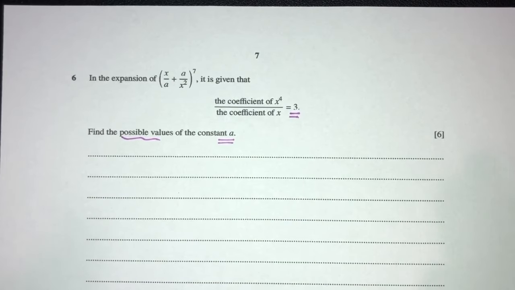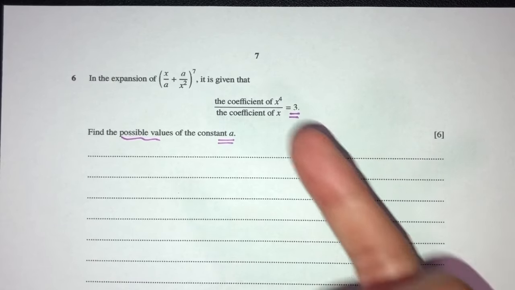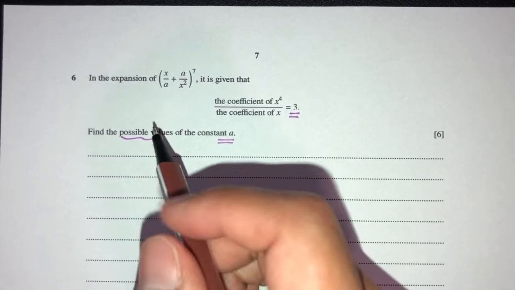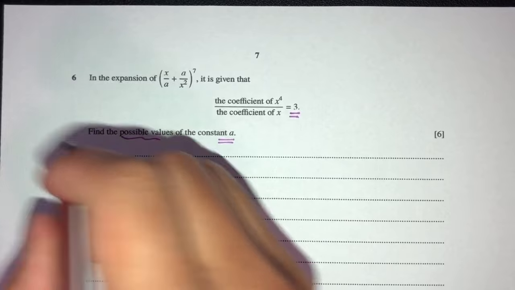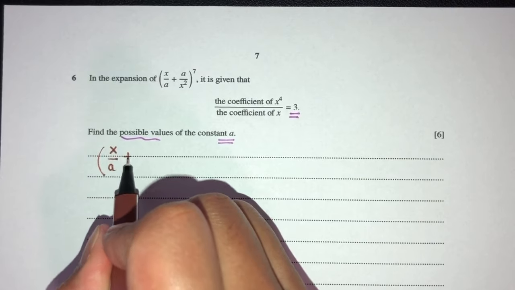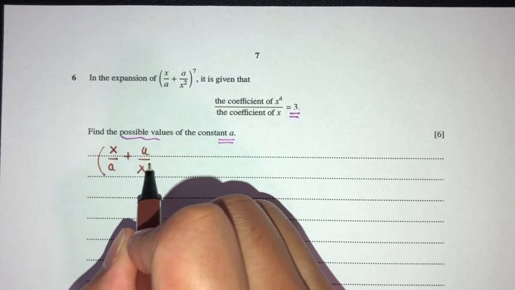Well, you can either expand everything, it's up to you, or you can choose which one to expand, because we only care about the term in x to the power 4 and the term in x to the power 1. So usually, how would you expand this whole thing? (x over a plus a over x squared) to the power 7.